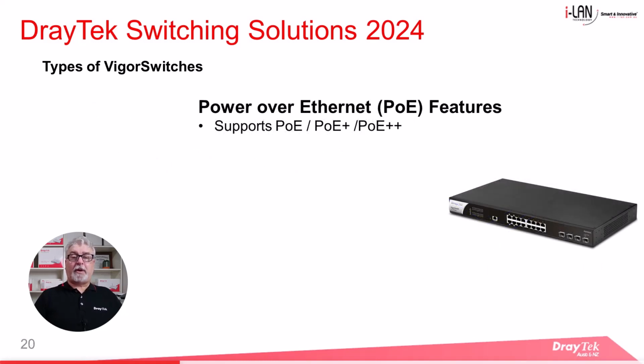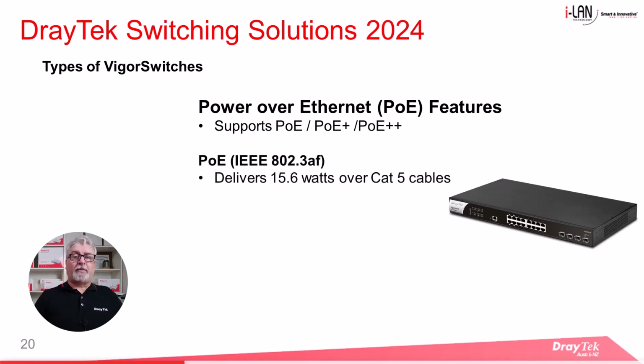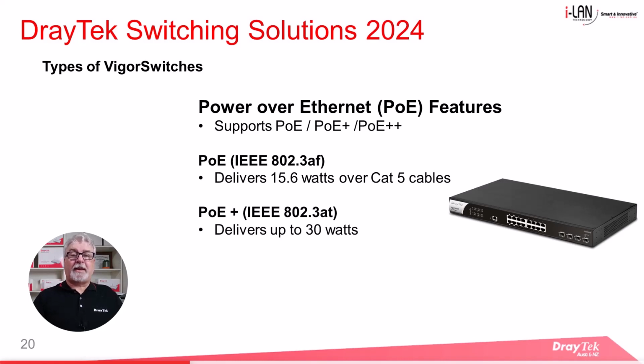So what do PoE, PoE Plus and PoE++ mean? They're different standards of PoE technology which deliver different levels of power over copper UTP, that's unshielded twisted pair Ethernet cable. The original PoE 802.3af standard, also known as Type 1 PoE, came about in 2002 and delivered up to 15.4 watts and only used 2 of the 4 pairs of wires in UTP cable. PoE Plus 802.3at was ratified in 2009 and could deliver up to 30 watts, still only using 2 of the 4 pairs in UTP cable.